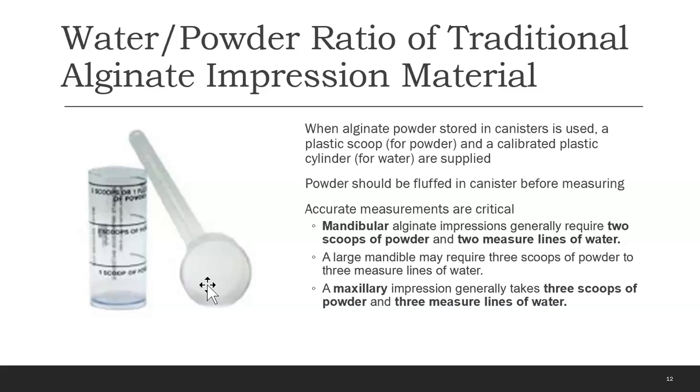With mandibular, so the bottom alginate, you need 2 scoops of powder and 2 lines of water. So 2 lines of water, 2 scoops of powder. Unless someone has a large mandible, then you might need 3, but otherwise it's 2. And as we said, maxillary is 3 scoops of powder and 3 measure lines of water.